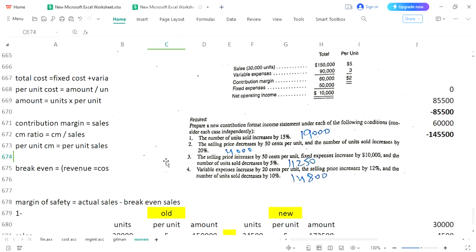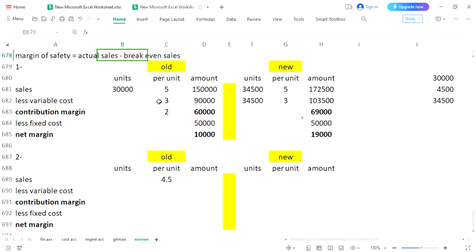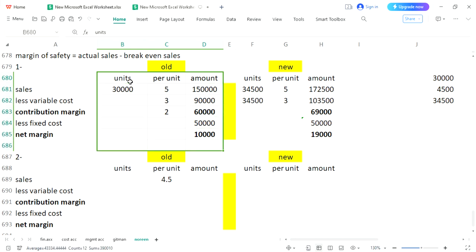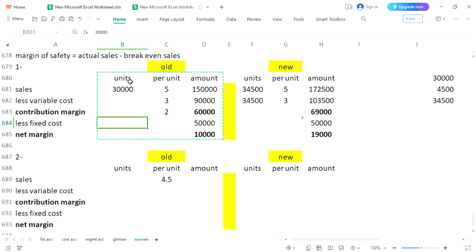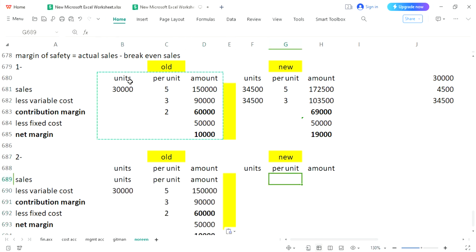Let's see if there is anything else he wants to change. Number of units sold increased by 20%. So here number of units were 30,000. Please look here. Number of units were 30,000. One thing I should have done is we can write this old as it is. It would be a little easier for you to understand in this way. So per unit sale price we have calculated.